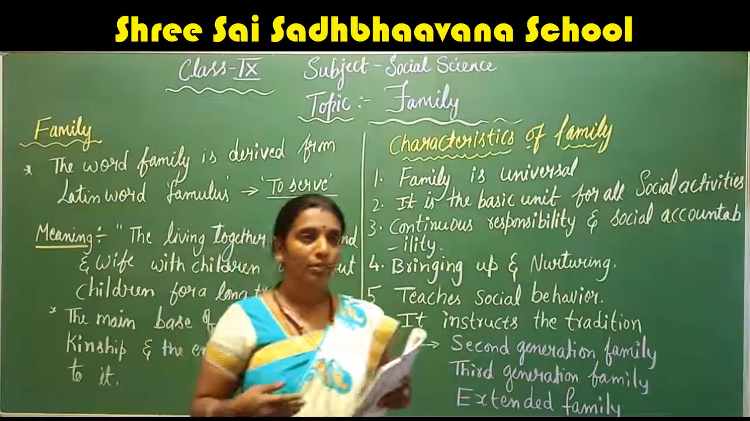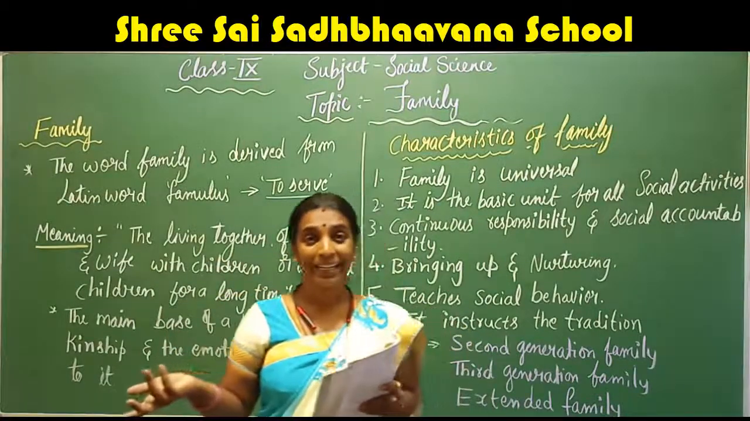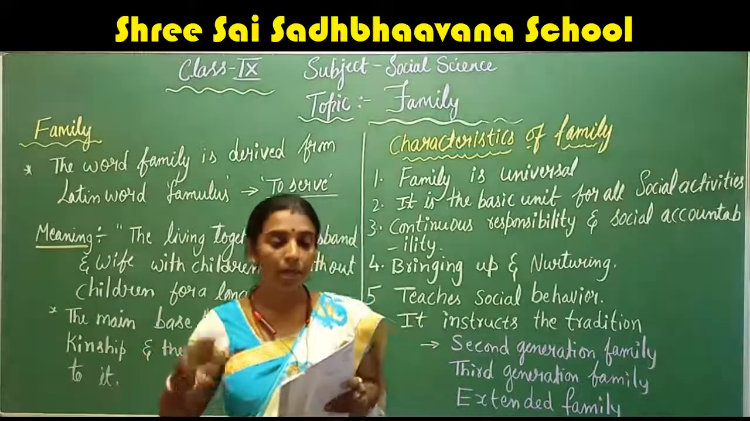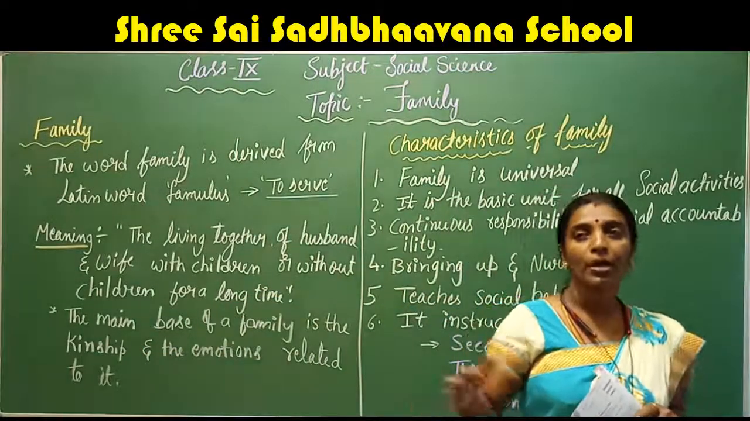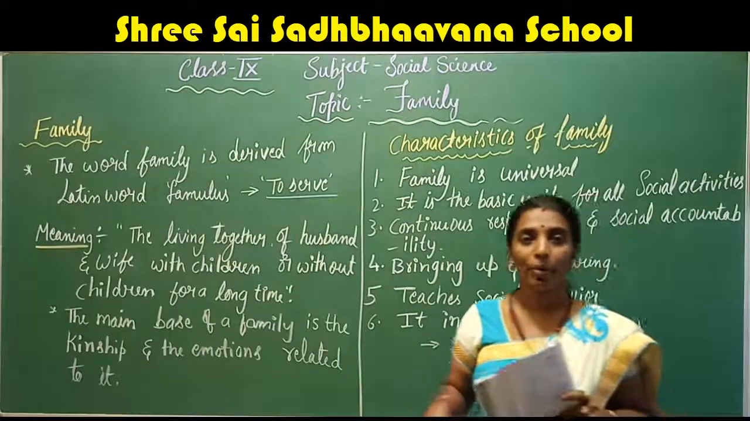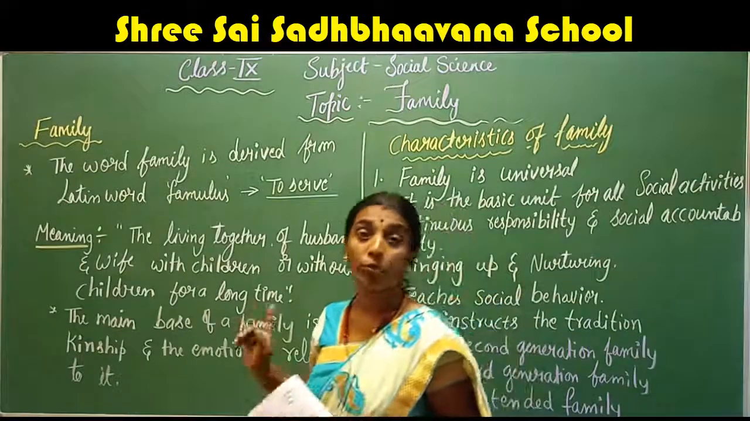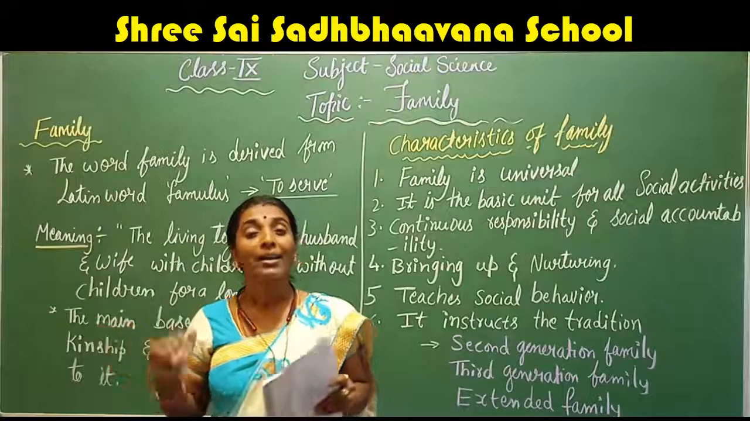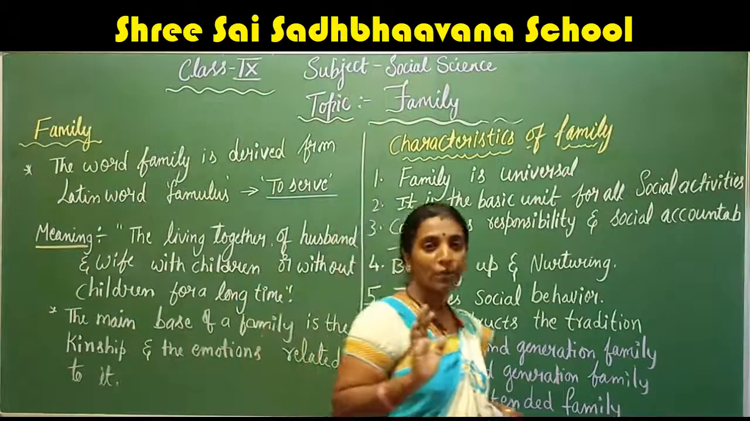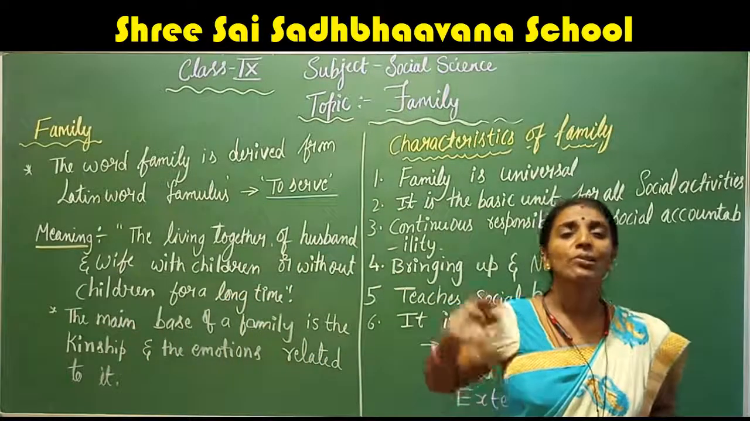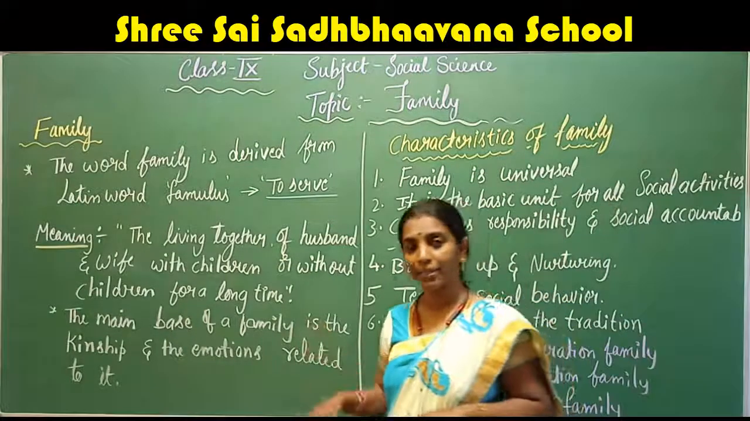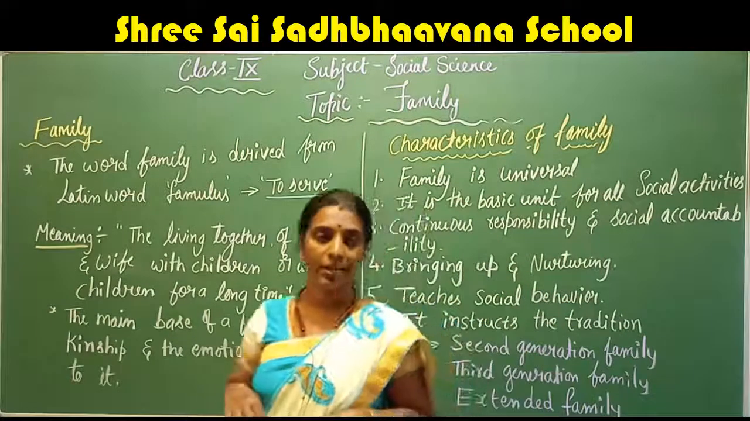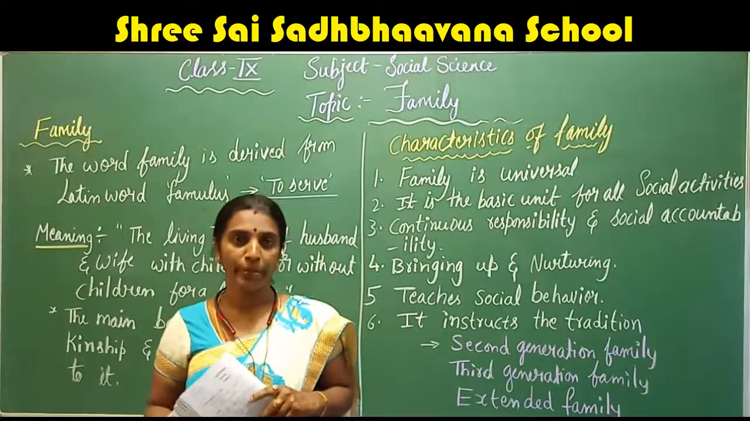For example, how to treat public property. When it comes to public property, how they should treat it, not to damage the public property, and to keep the drinking water source clean. These are all the social responsibilities. This will be taught by the family to its children or to its members.